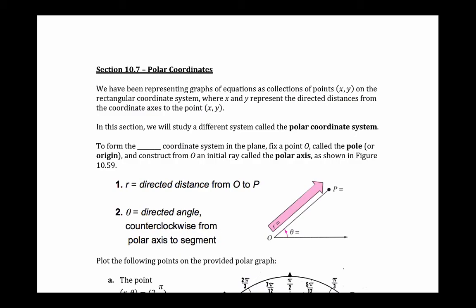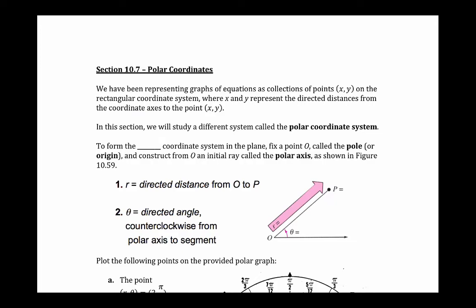Okay, we're going to keep shifting away from rectangular coordinates and rectangular graphs and going on to these things called polar coordinates. So we've been representing graphs of equations as a collection of points, the x and y coordinates we're used to, on the rectangular coordinate system where x and y represent the directed distances from the coordinate axes to the point. So x represents how far you go left and right, y represents how far you go up and down. But in this section we're going to be talking about polar coordinates.